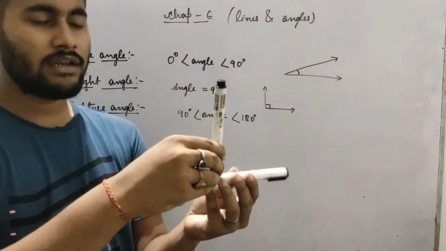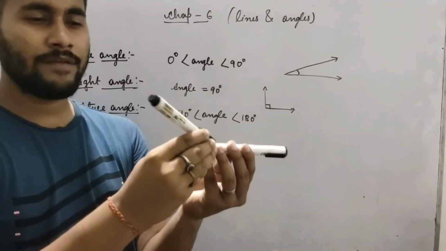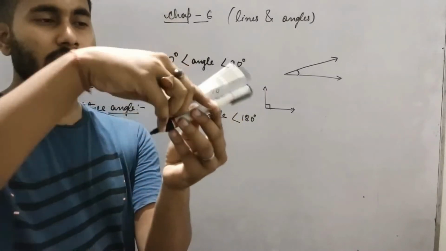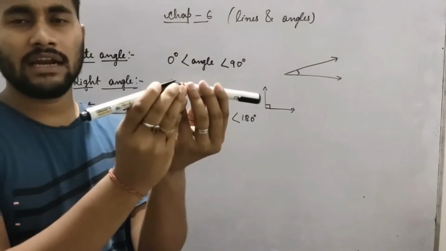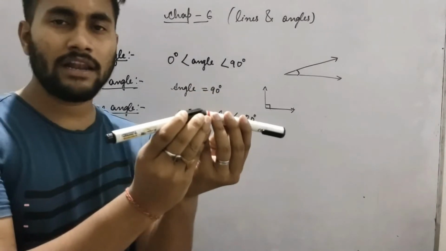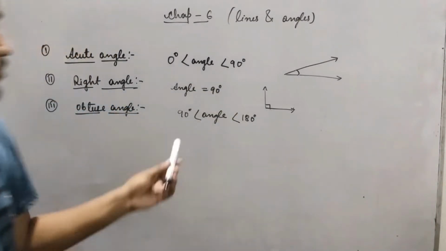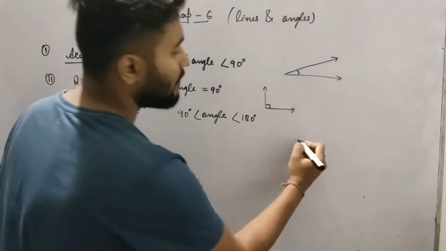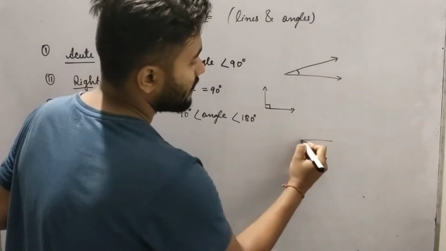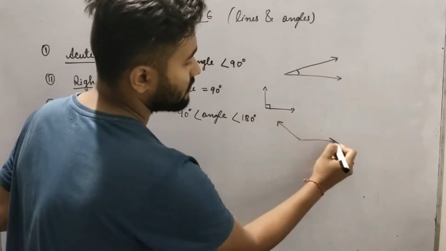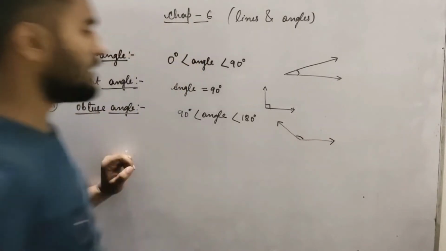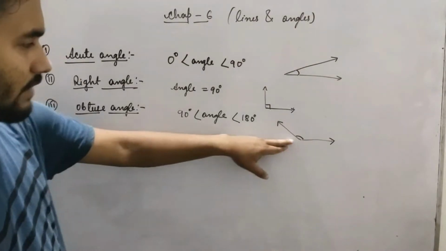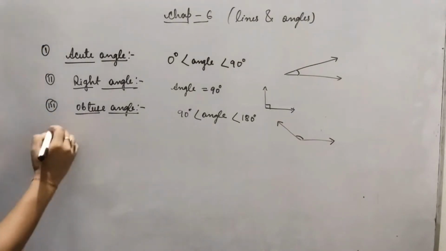Acute, this is right, then greater than 90 degree and less than 180 degree. This is 180 degree. This is 90, this is another 90, 90 plus 90 is 180, right? So an obtuse angle is greater than 90. This angle is an obtuse angle, but less than 180 degree. At 180 degree it will come like that.